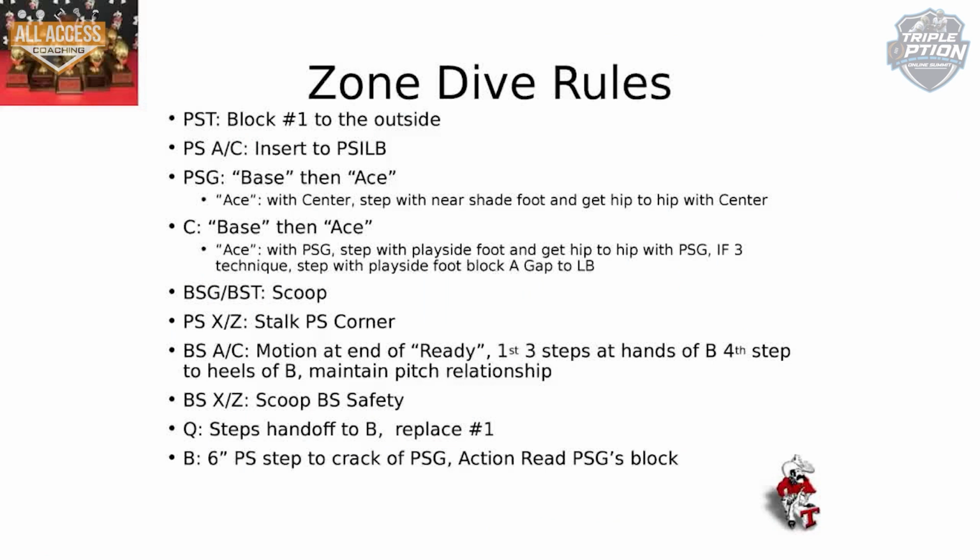So the first one that we're going to talk about is our zone dive rules. All right, and we do this off of zone dive instead of handing it to the B-back. The B-back, essentially, comes up and it's going to be like a quarterback ISO. He's just going to mesh through there and go up and get the linebacker, and the quarterback's going to follow him. And so we can do it one of two ways.